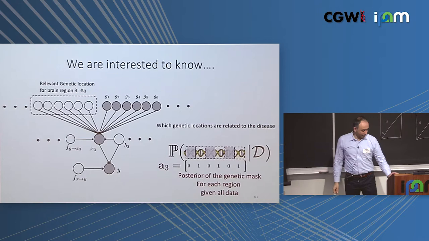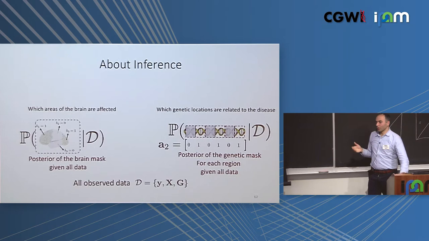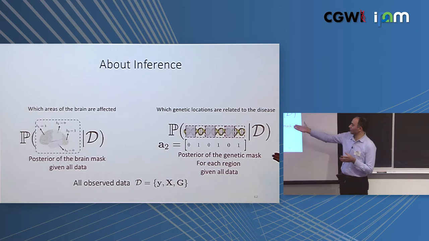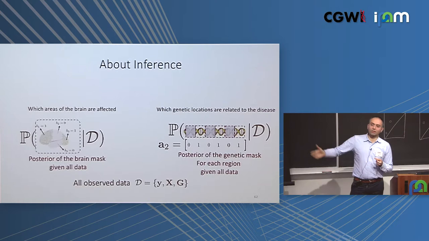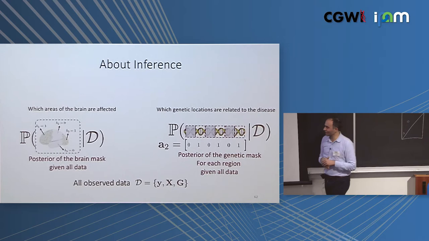Okay, so we are interested in computing these two posteriors. Of course, we have a lot of random variables that are binary, and computing the exact posterior is computationally impossible. Just assume that you have, let's say, 400,000 genetic markers and, let's say, 100 brain regions, so 100 multiplied by 400,000, 2 to the power of this, which is gigantic.